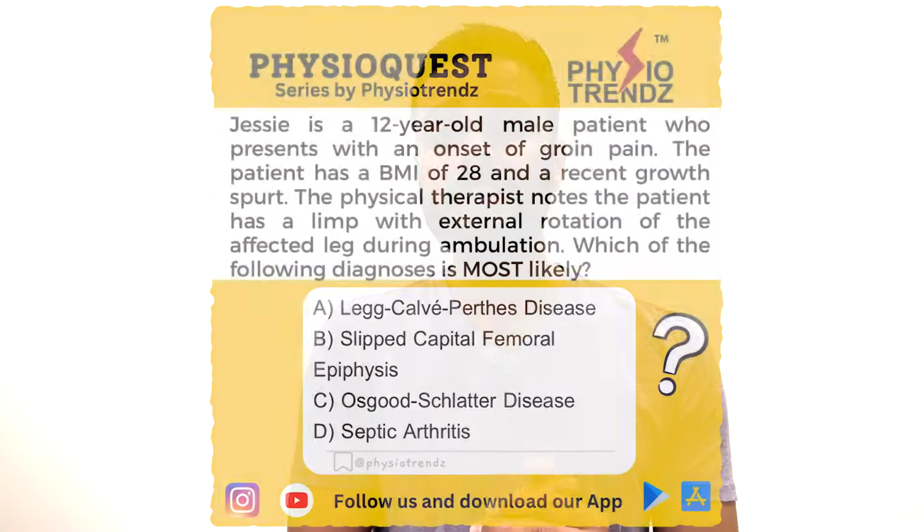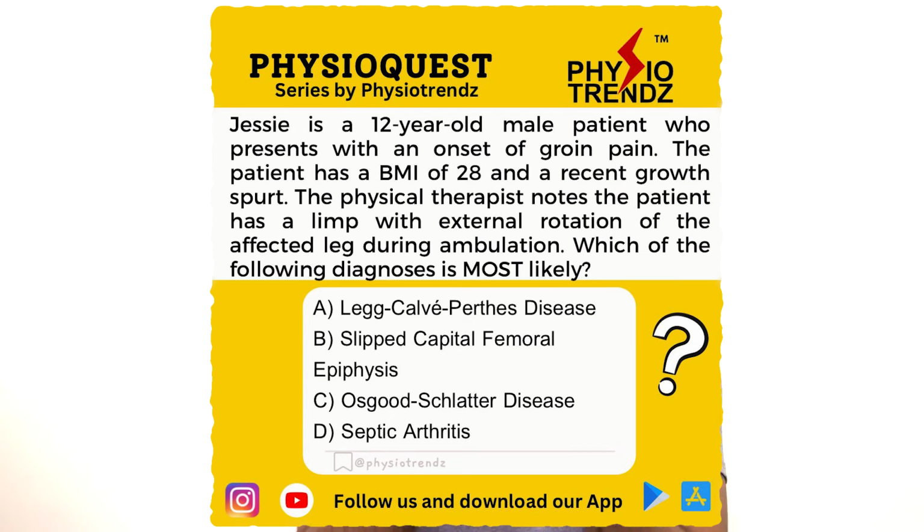The fourth piece of information given in the question is that the child is limping, and we are also noticing an external rotation from the hip. This is again very important information for diagnosing it, and we need to figure out what condition the patient has.